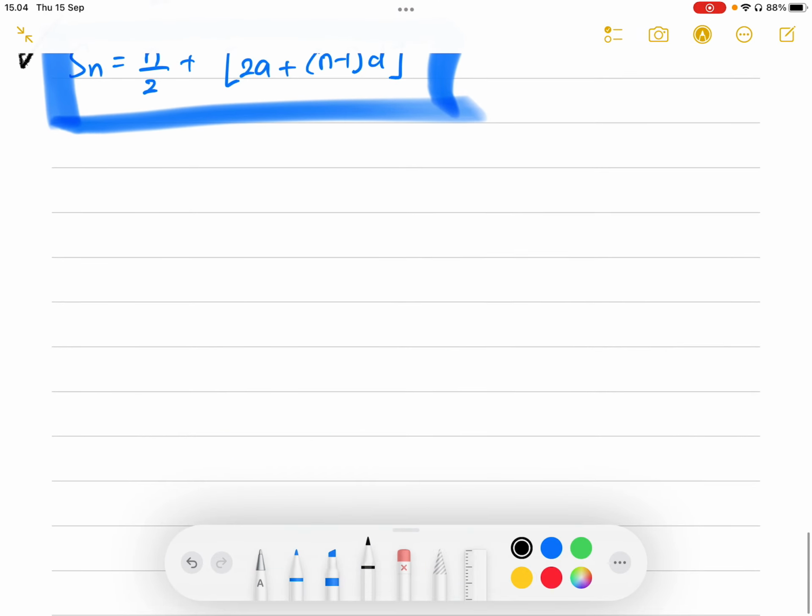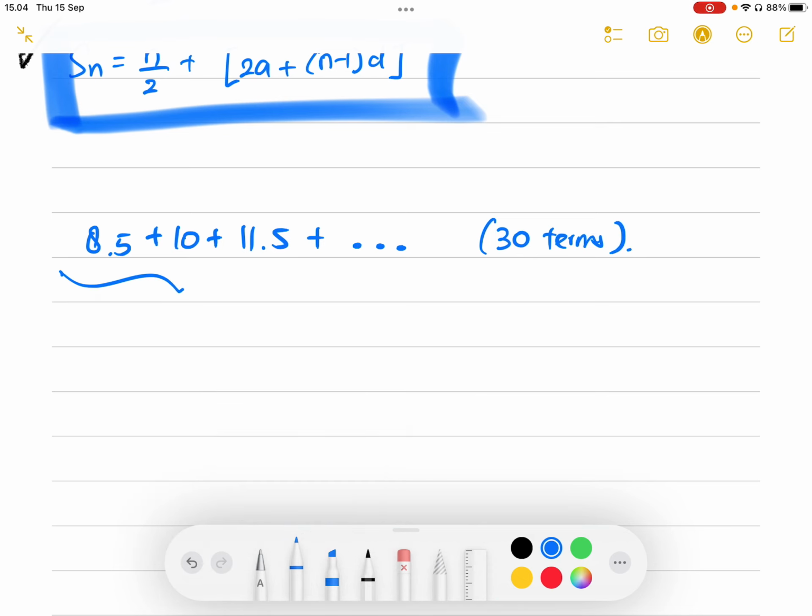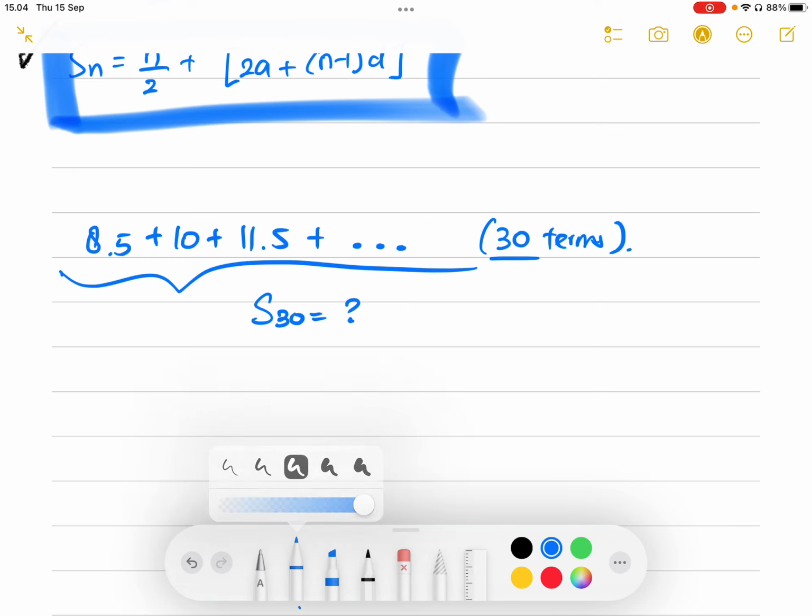Here is an example of a question. We are asked to find the sum of an arithmetic progression, for example 8.5 plus 10 plus 11.5 plus, and so on, and there are 30 terms. We are finding the sum of them, so we are looking for S30, because there are 30 terms. What information can we get from this number series? The difference, which is that it keeps adding by 1.5, so the difference is positive 1.5.